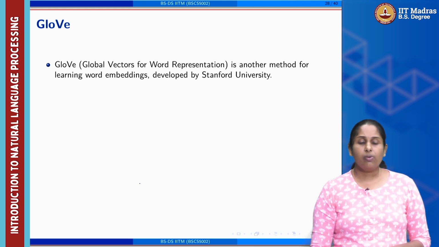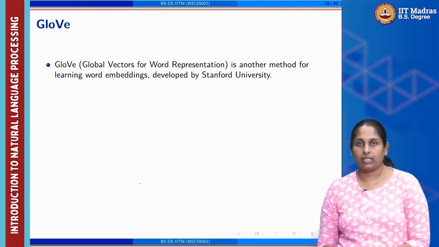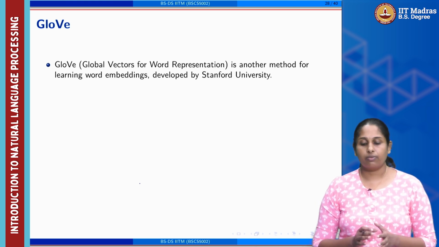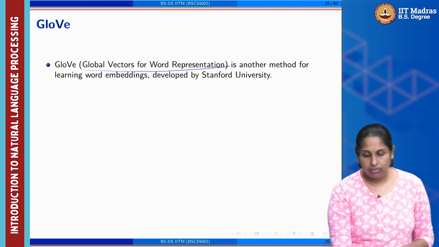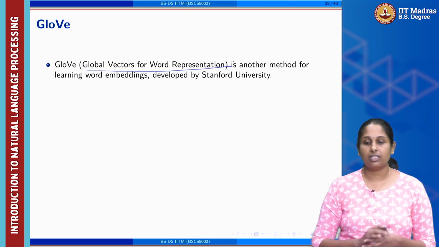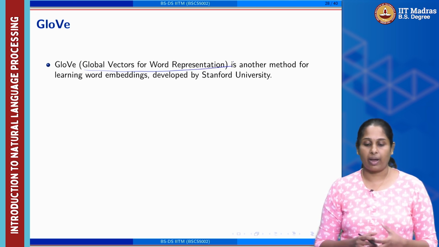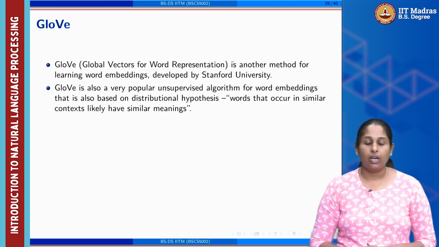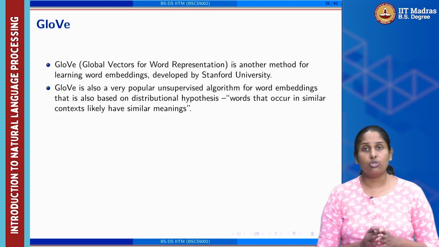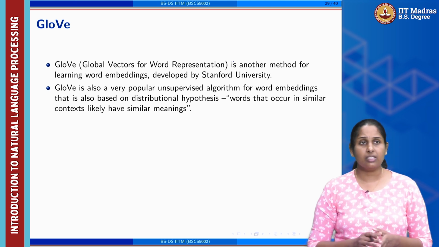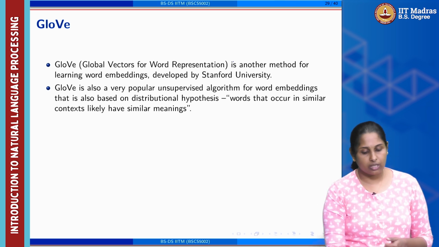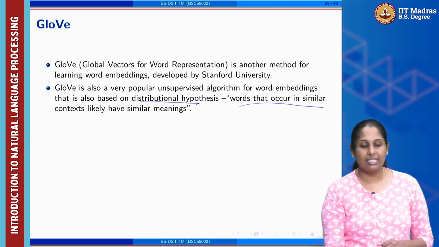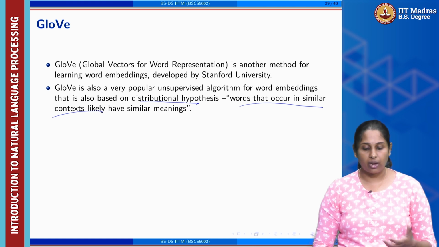Okay. Now, let us go into the second word representation technique, that is called GloVe. GloVe is Global Vectors for Word Representation. It is another method for learning word embeddings, developed by Professor Christopher Manning and his group at Stanford University. GloVe is a very popular unsupervised algorithm for word embeddings. That is also based on the distributional hypothesis. The hypothesis here is that words that occur in similar contexts are likely to have similar meaning.